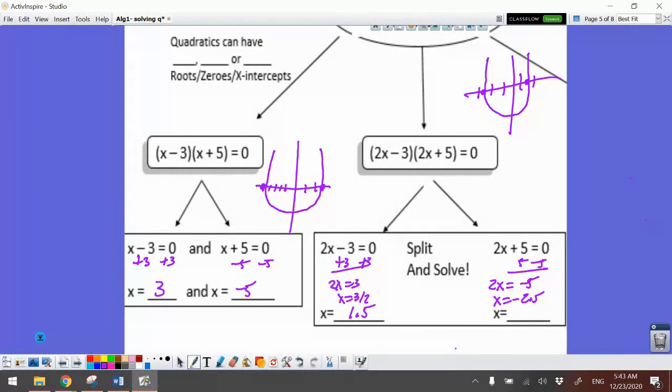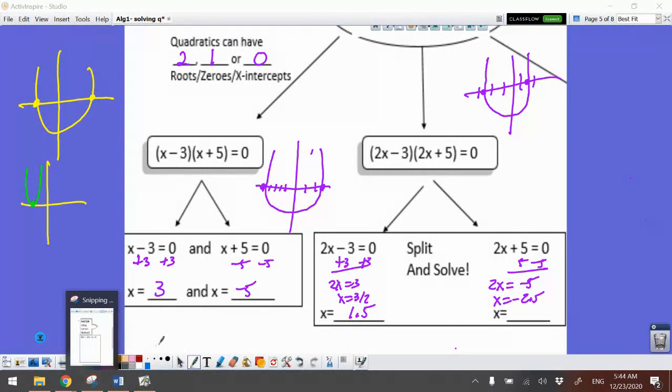And remember, when we are solving quadratics, they can have 2 roots, they can have 1 root, or they can have no roots, okay? Or zeros. And what that means is I can draw a quadratic and it's going to touch twice. That's the one that we see the most often. I can also draw it and it's going to touch just once. So its vertex is going to touch. Or I can draw it and it's not going to touch at all.